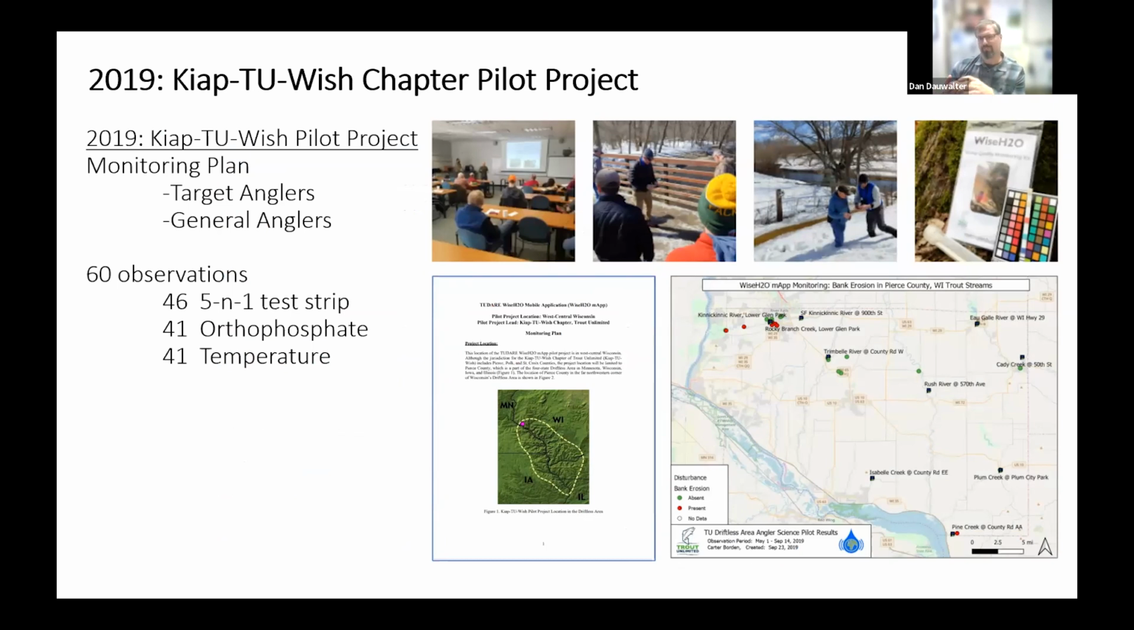We did a workshop this spring before the core monitoring season, and came up with a monitoring plan. I had both target anglers that would monitor monthly at fixed site locations, as well as general anglers that would simply collect data as they were out fishing. And over the course of the summer in 2019, we had 60 observations come in, 46 with the 5-in-1 test strip, 41 phosphate measurements, temperature, et cetera.